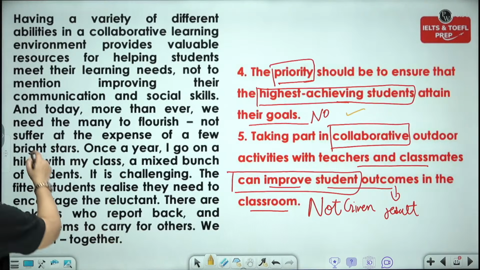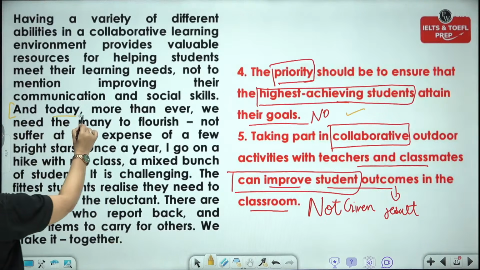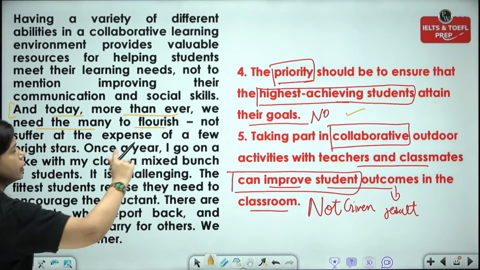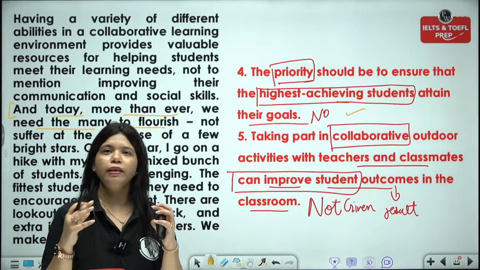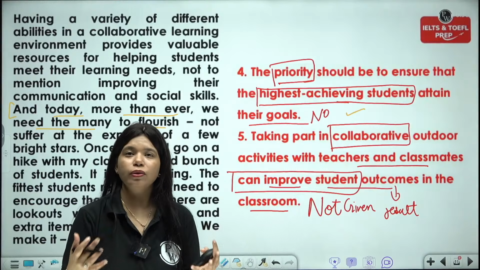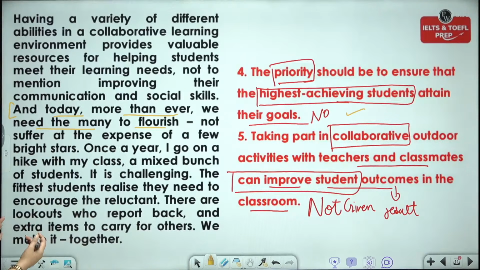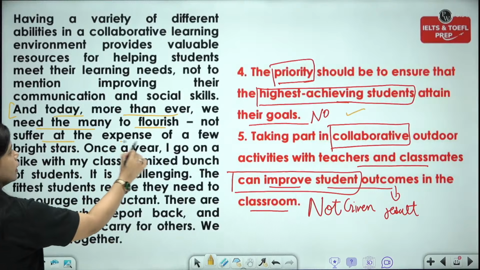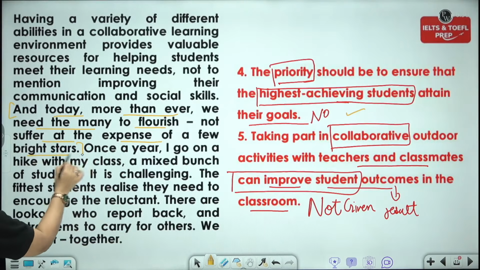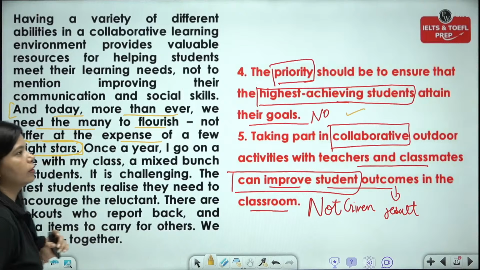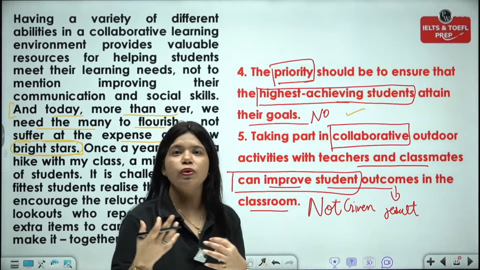It says here, and today more than ever, we need the many to flourish. So it says, at present. Today means at present. We need many students to flourish. Flourish means to do good. We need many students to do good, not suffer at the expense of a few bright stars. So few bright stars means highest achieving students. So they want many students to do good.